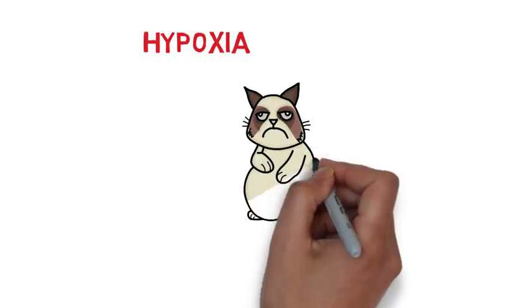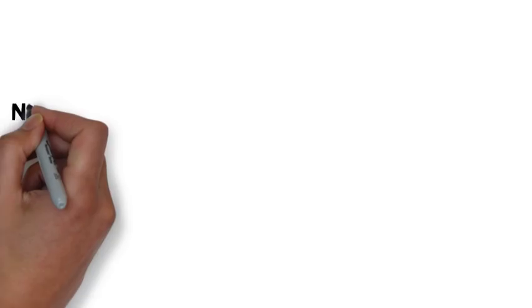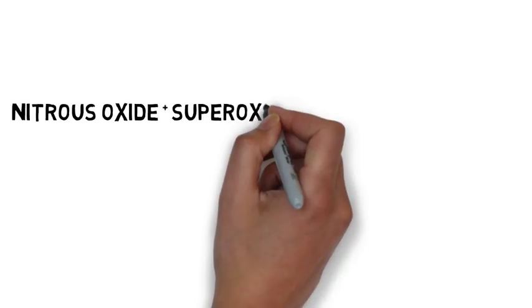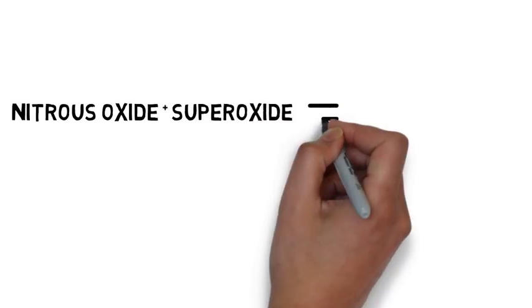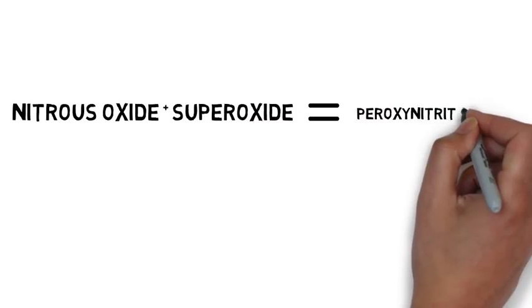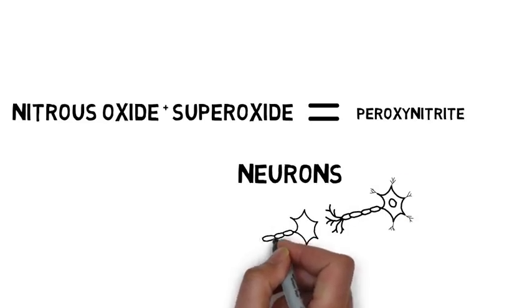High levels of nitrous oxide can combine with superoxides, which form peroxynitrite, a potent cytotoxic and pro-inflammatory molecule which can cause extensive damage to neurons, which help transport signals around the brain and body.